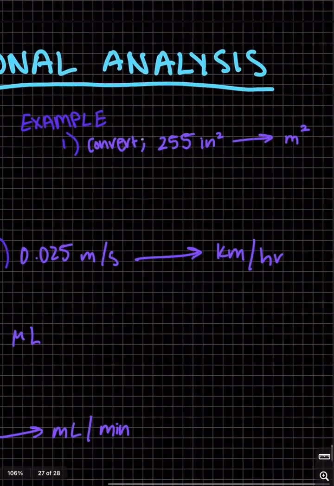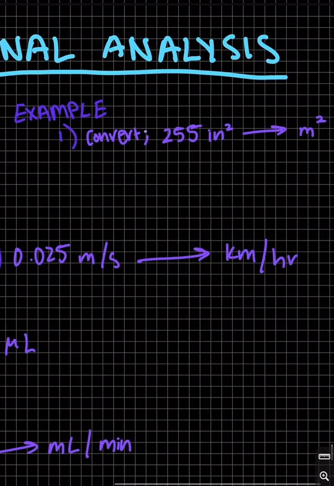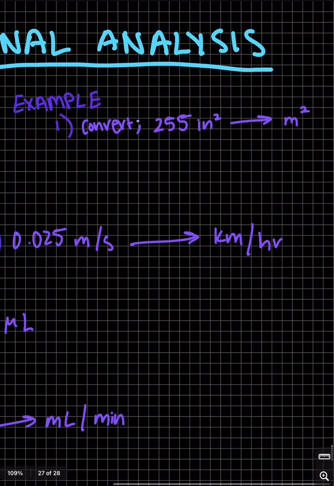So first, example number 1, our first thing that we should do to convert 255 inches squared into meters squared is to just write my conversions on the side. So I know that 1 inch is equal to 2.54 centimeters. 1 centimeter is equal to 0.01 meters. And yeah, that's the only ones we need.